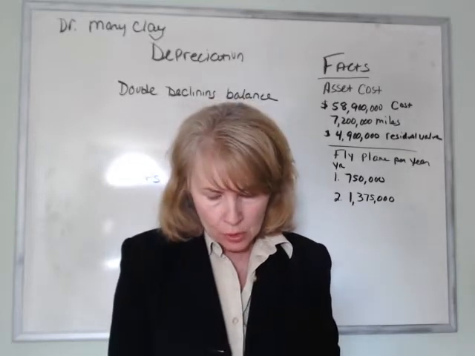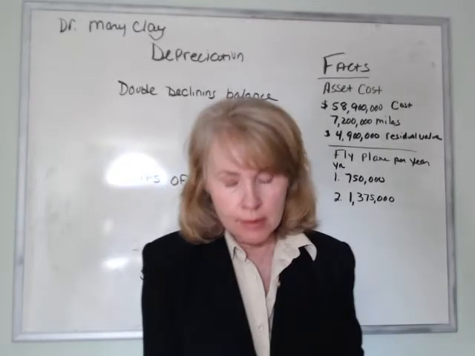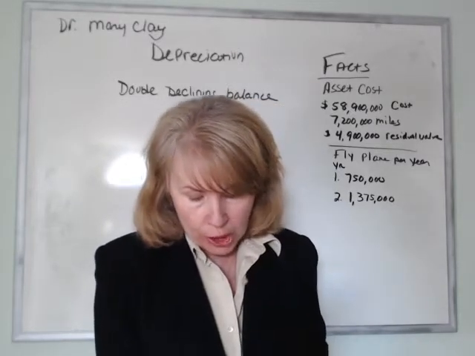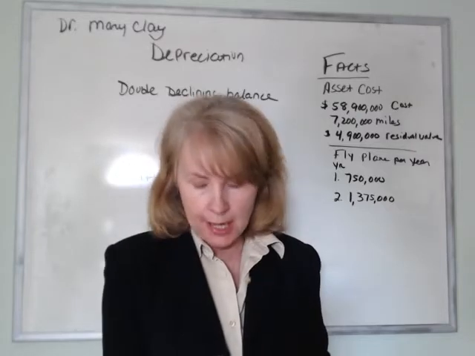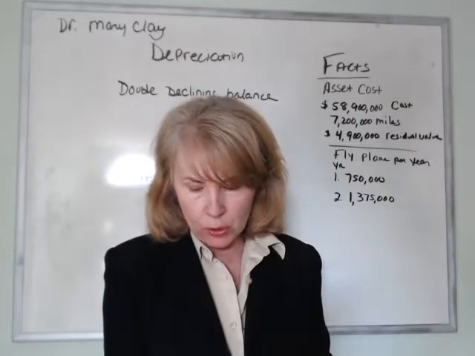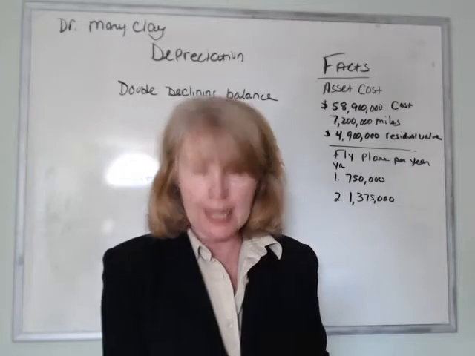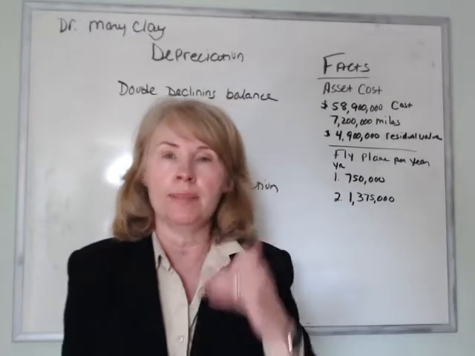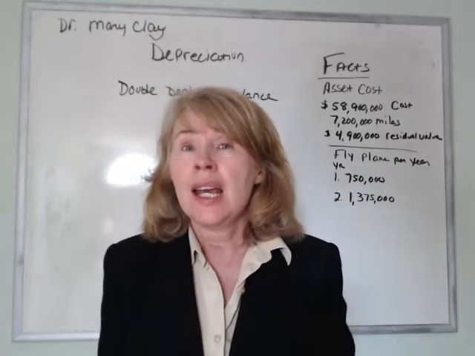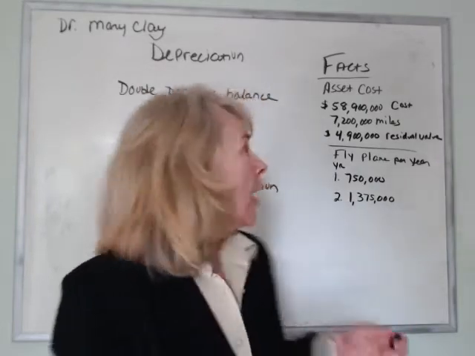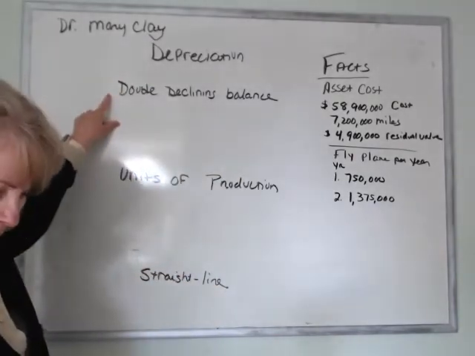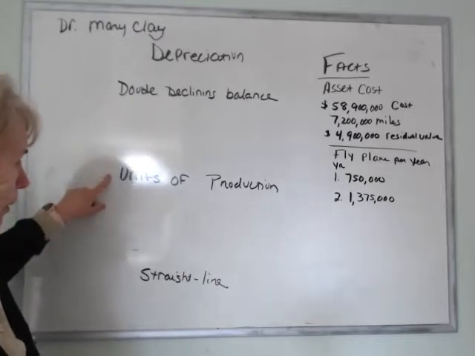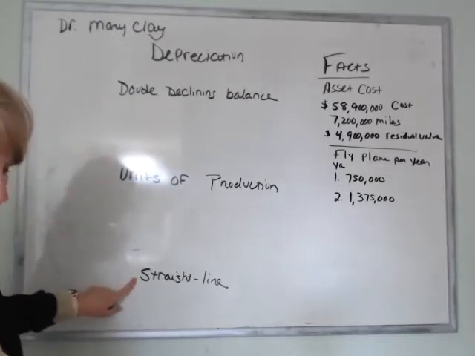Okay? So this is in your Pearson textbook. On January 1st, 2017, Northeast Transportation Company purchased a used aircraft at a cost of $58,900,000. Okay. So this airplane, they are going to have you depreciate using three methods: the double declining balance method, the units of production method, or the straight line method.